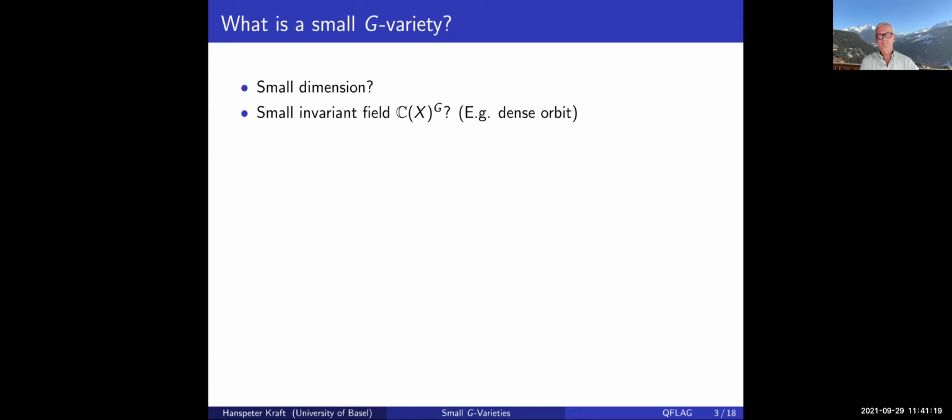Now it could also be a small invariant field. You know that if the invariant field is just the constants, this is equivalent to G having a dense orbit in X. That would be a small invariant field. Or small complexity. The complexity is measured by taking the field of invariants under the Borel subgroup. For example, if the Borel has no invariants, so complexity 0, this means that the variety is a so-called spherical variety.